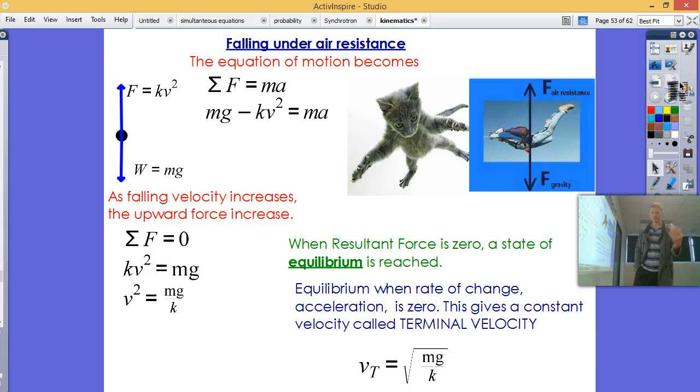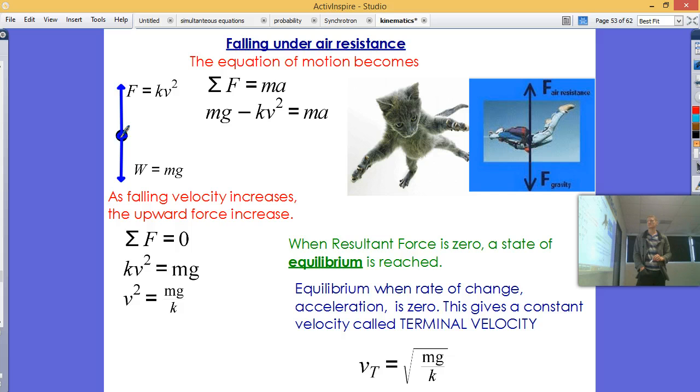So let's consider what it means to be falling under air resistance. Here's our particle model. We're going to consider just the particle experiencing two forces, one down, one up. So the sum of all our forces, mass times gravity, is the weight force going down. And because we're travelling downwards at some velocity, we're going to have down as positive value.